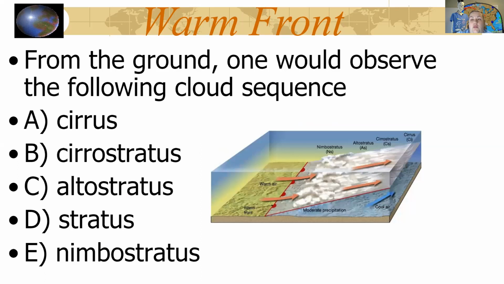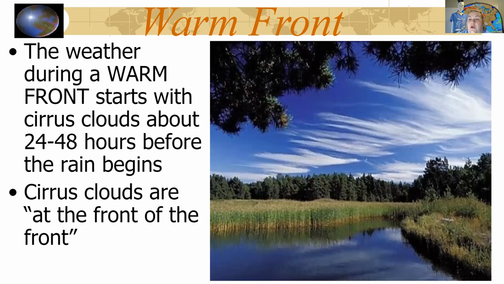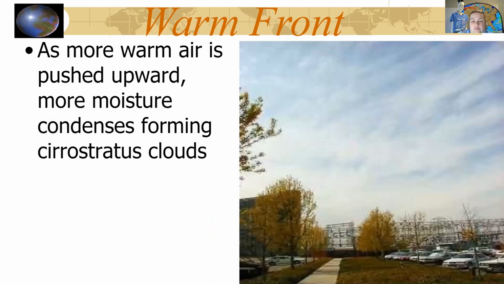So with warm fronts, you go in the sequential order of your clouds. You start with the cirrus clouds, your cirrostratus, altostratus, stratus, and nimbostratus. A warm front typically starts with cirrus clouds about 24 to 48 hours before the rain starts. Cirrus clouds are at the front of the front. More warm air is pushed upward, and more moisture condenses, forming those cirrostratus clouds.